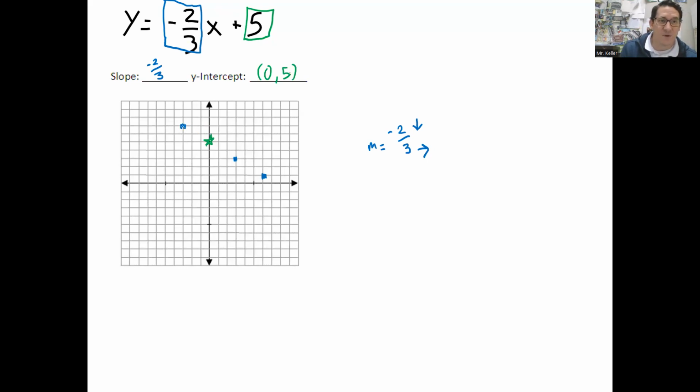Here's the thing kids get confused with. They see the negative and they go in 2 negative directions. So they'll go down 2 and then left 3. Well, if you do that, 2 negatives will make a positive, just like multiplication, a negative times a negative is positive, or division. When you do a negative divided by a negative, you get positive. Same thing here with the slope. If you move in 2 negative directions, down 2, left 3, you're going to end up with a positive slope. So when you have a negative slope, you only move in one negative direction. And then, boom, there we go.